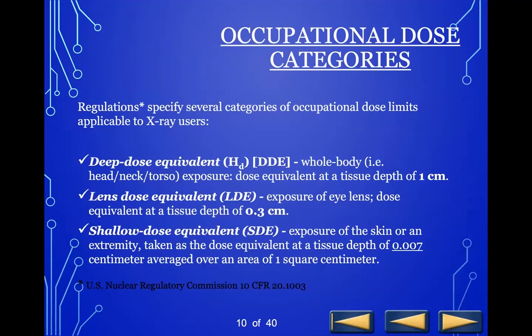Occupational dose categories. Regulations specify several categories of occupational dose limits applicable to X-ray users. The first is deep dose equivalent, which is the whole body, head, neck, and torso exposure, which is the dose equivalent at a tissue depth of 1 centimeter. The second is lens dose equivalent, which is exposure of the eye lens, and the dose equivalent is at a tissue depth of 0.3 centimeters. And lastly, shallow dose equivalent, which is the exposure of the skin or an extremity, taken as a dose equivalent at a tissue depth of 0.007 centimeters.